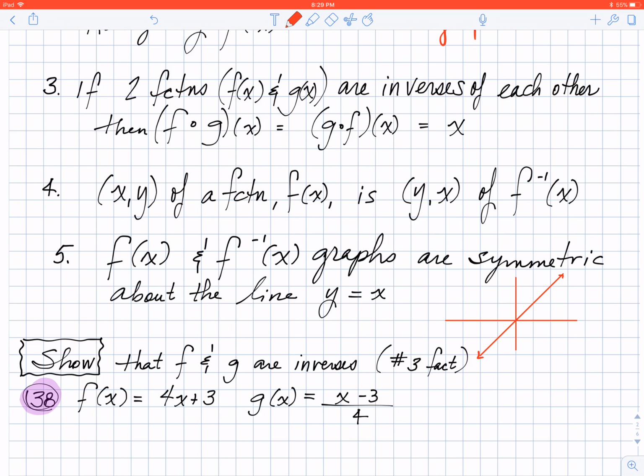So my function and my inverse function are going to use that line that I just drew as a mirror. They will be symmetric about that line.